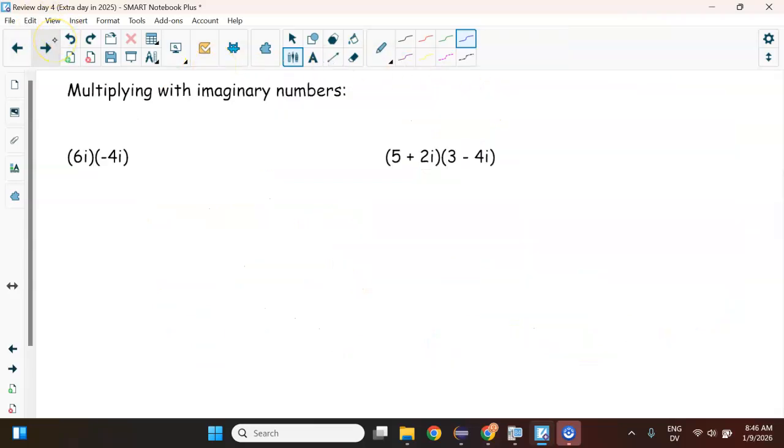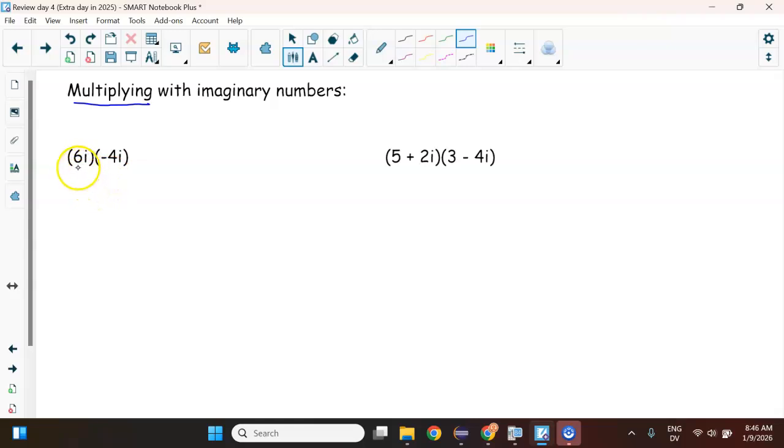Okay, next one. So imaginary numbers, we multiply, divide, add, subtract with imaginary. So here's a couple multiply ones. So pause the video and see if you can get these right.